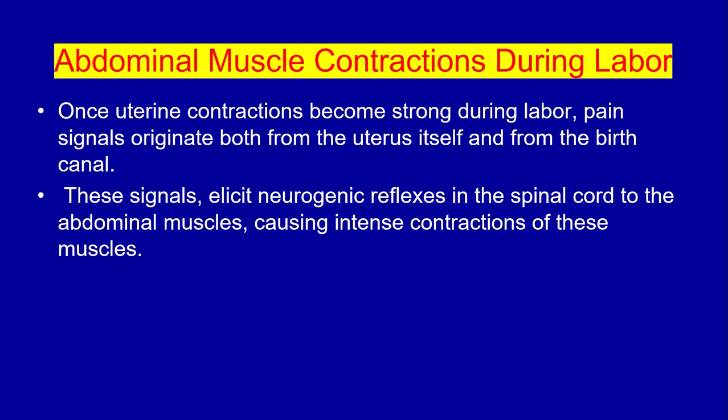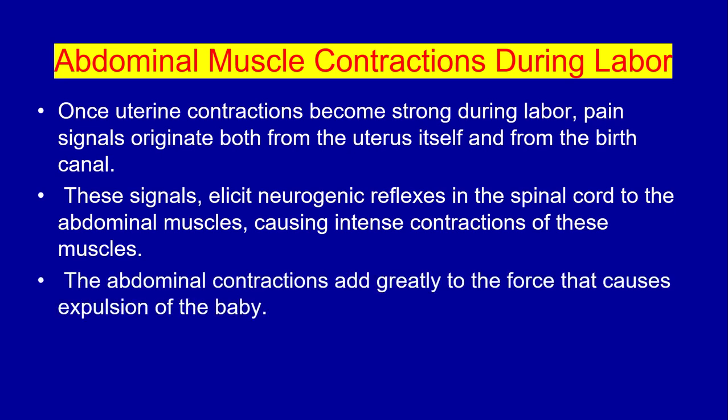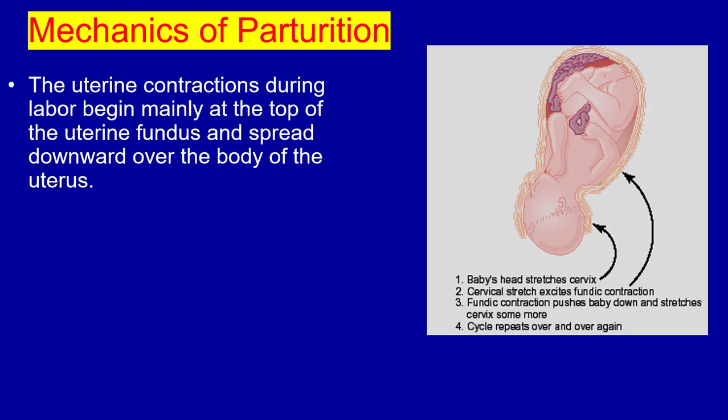These signals elicit a neurogenic reflex in the spinal cord to the abdominal muscles, causing intense contraction of these muscles. When there is a stretching of the cervix and birth canal, pain is elicited and these signals are taken by the sensory nerves to the abdominal muscles and they also contract forcefully. The abdominal contraction adds greatly to the force that causes expulsion of the baby.